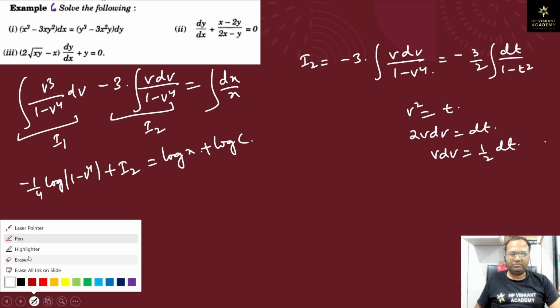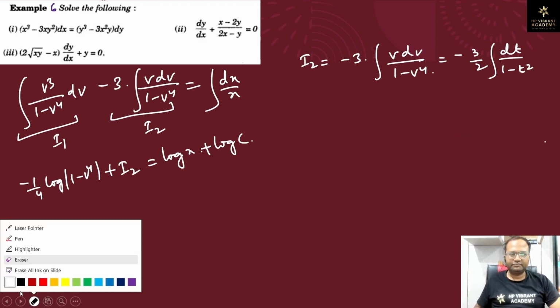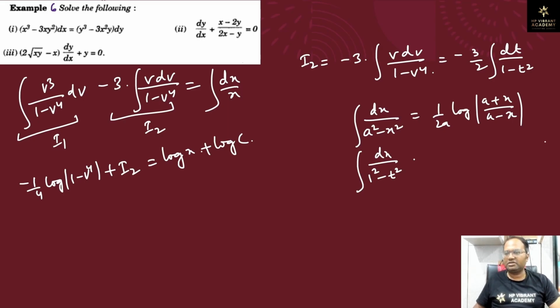Now let us recall the integration of dx upon (a square minus x square). What is its integration? It is 1 upon 2a log of (a plus x) upon (a minus x). So for dt upon (1 square minus t square), here x is replaced by t, so this will be 1 upon 2 times a, where the value of a is 1, log of (1 plus t) upon (1 minus t). So let us place this value here.